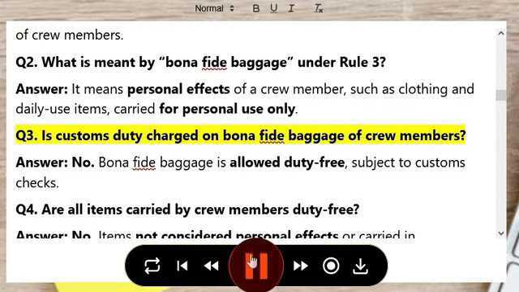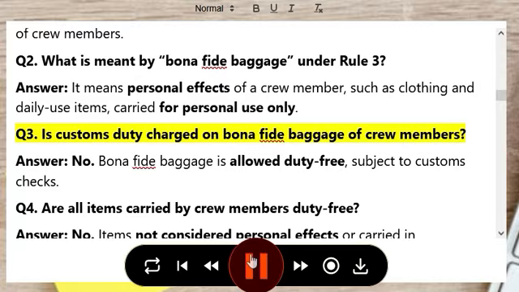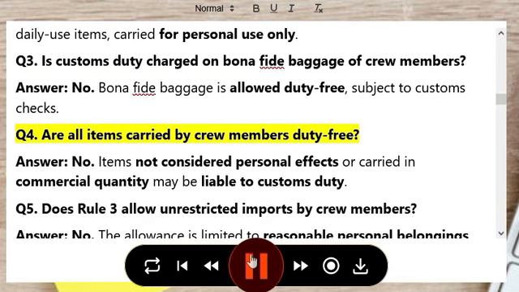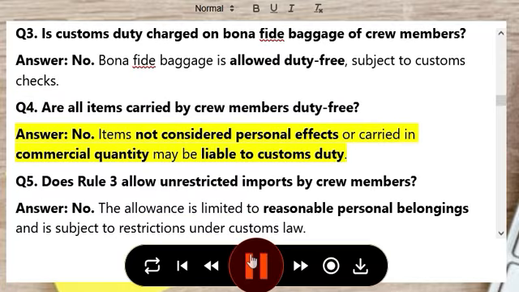Q3. Is customs duty charged on bona fide baggage of crew members? Answer. No. Bona fide baggage is allowed duty-free, subject to customs checks. Q4. Are all items carried by crew members duty-free? Answer. No. Items not considered personal effects or carried in commercial quantity may be liable to customs duty.